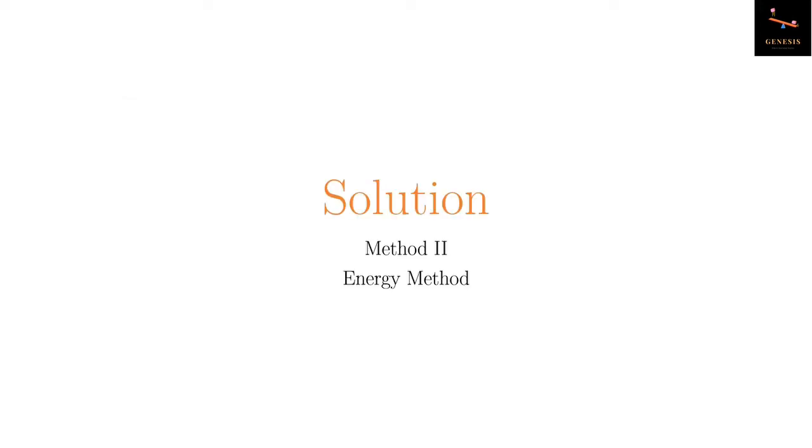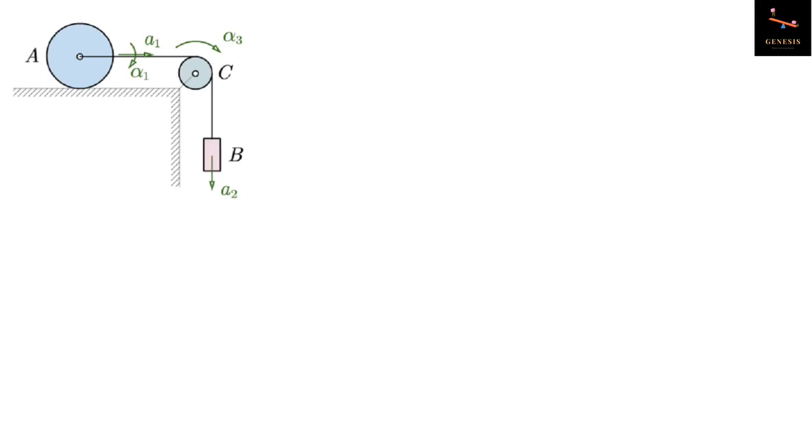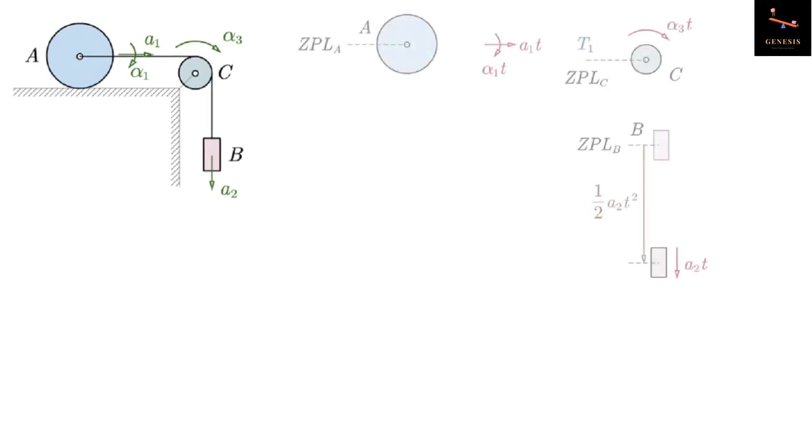We now get on to the second method, which is the energy method. The accelerations are chosen as before. As the system is released from rest, at time t, the velocity of the center of A will be a1t, angular velocity of A about the cylinder axis will be alpha 1t clockwise, angular velocity of pulley C will be alpha 3t, and the velocity of B will be a2t downwards. Further, the block B falls a distance of half a2t squared.